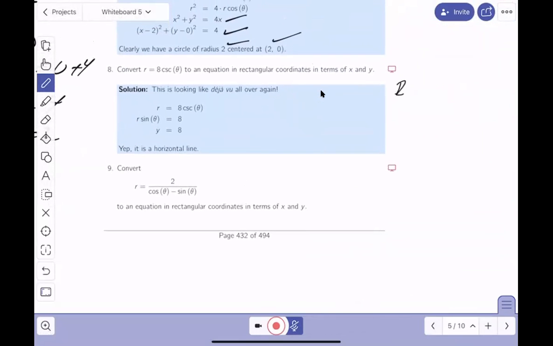This is going to be r equals 8 over sine theta. You may wonder why I do that. Cosecant is too difficult for me. Then I would get rid of the fraction. And once I do that, I start to realize I'm in familiar territory.